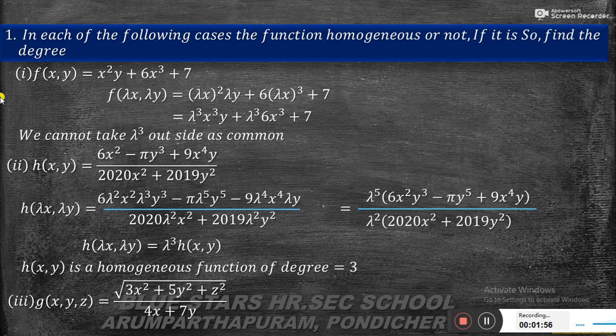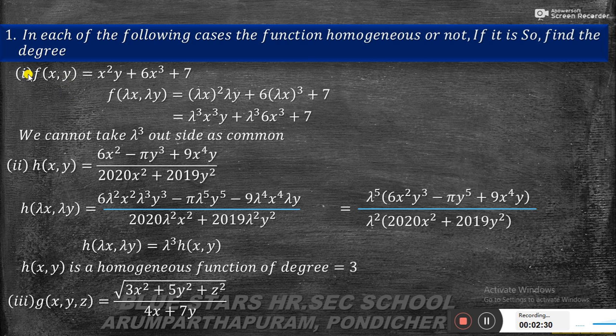You see here. Now we discuss about the exercise 8.7. The first question: in each of the following cases, determine whether the following function is homogeneous or not. If it is so, find the degree. So here we find out whether it is homogeneous or not. Suppose it is homogeneous, we find out the degree.